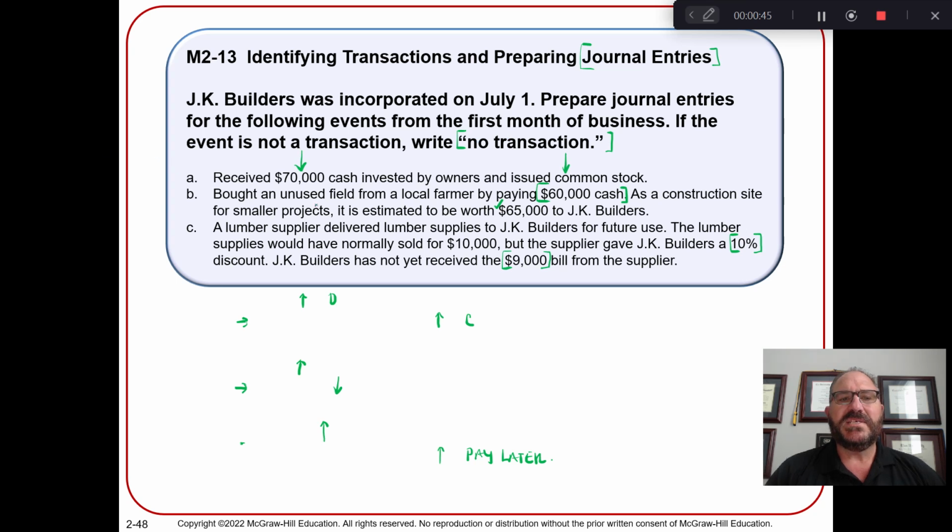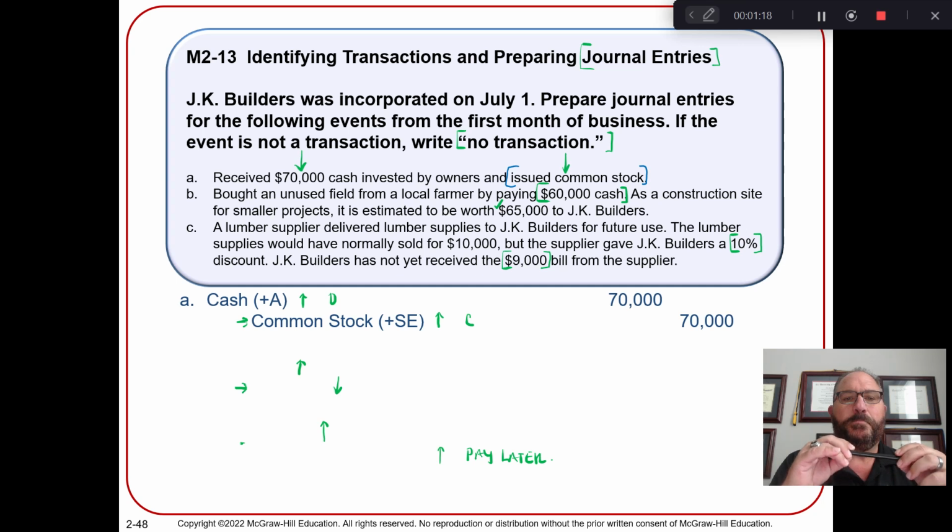Okay, so it says we got $70,000 cash invested by the owners and issued common stock. So what would that look like? There's the cash, 70,000. That's the debit right there. Cash is increasing, it's an asset. And they issued common stock, so you indent, put common stock, that's stockholders' equity. That increases with the credit. There's your $70,000.